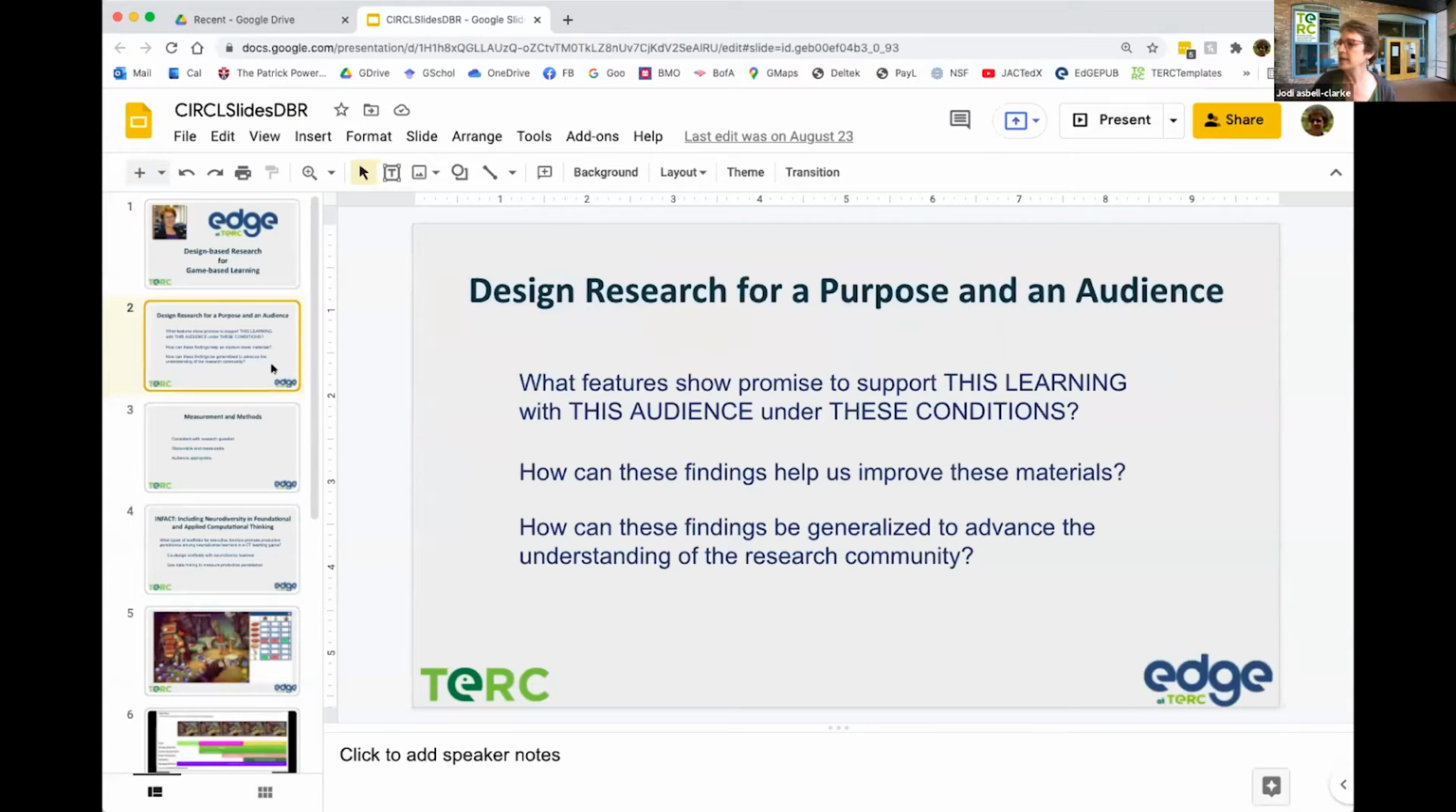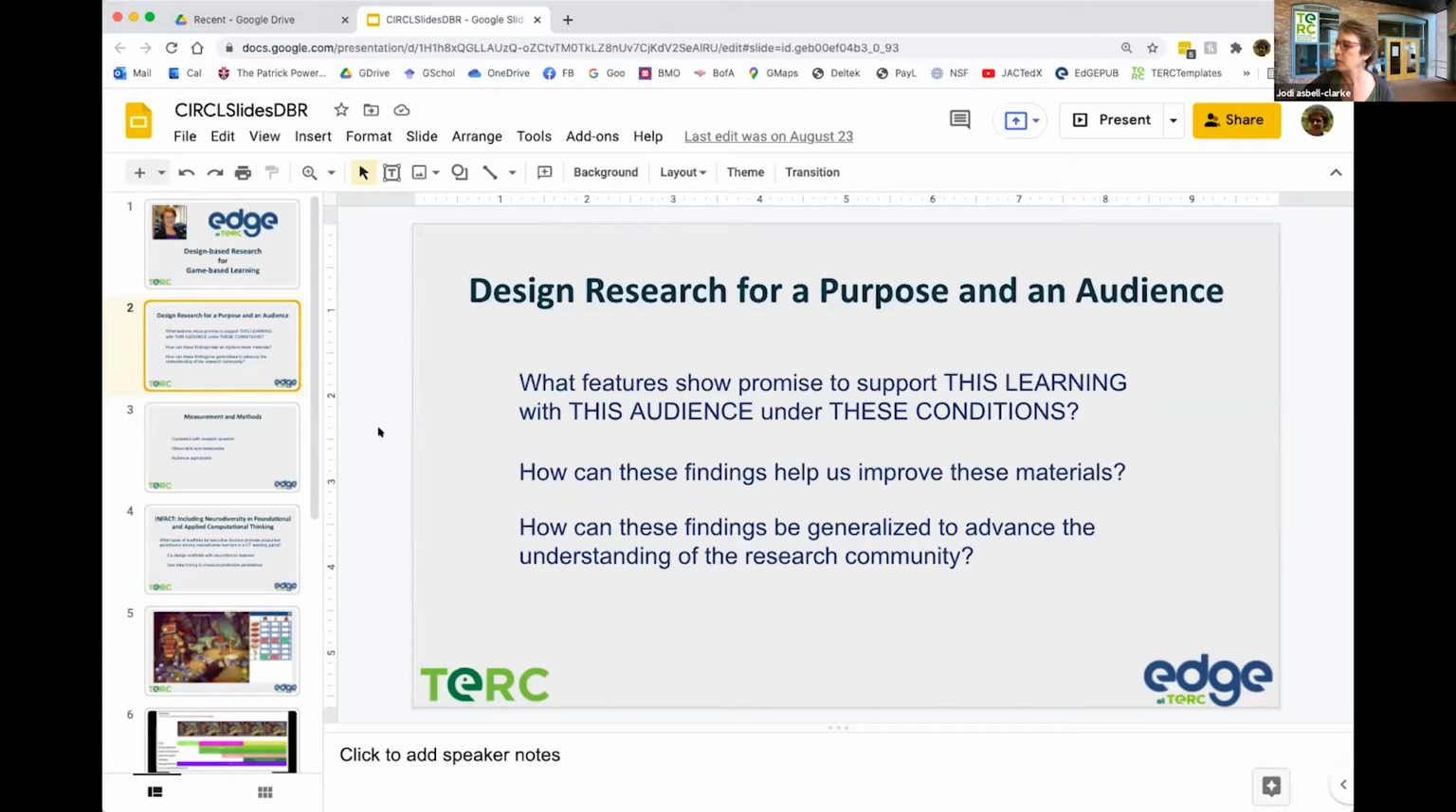And when we look at design research, for me, it's all about the research question. It's about what we're looking at, features that show some promise. We're not looking at efficacy. It's different than establishing the efficacy. We're looking at things that show promise, but for a specific type of learning or for a specific audience and under specific conditions. So we keep our projects very focused, even though they're open-ended and emergent. We don't know what we're going to see all the time. We try to keep them focused on those specific constraints.